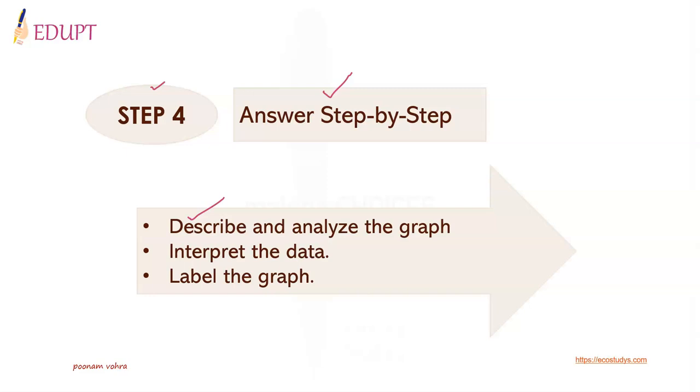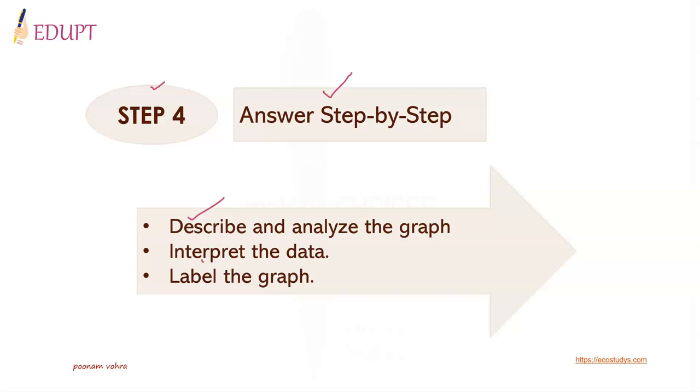And when you are analyzing it, you need to explain the specific features of the graph, such as intersection, slope, or changes, and relate them to the question. Continuing with this example, the intersection of savings curve and investment curve represents the equilibrium level of income. At this point, total savings in the economy match total investment, ensuring macroeconomic balance.